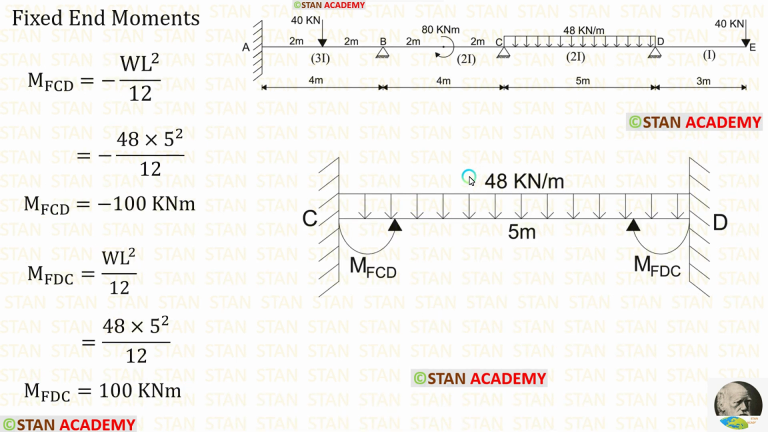Now let us make the fixed end moments in the span CD. In the span CD, there is UDL 48 kN per meter and it is acting for the full span. The formulas for the fixed end moments are minus WL square upon 12 and positive WL square upon 12. Using the formulas, we are getting M of CD and M of DC. We have calculated the fixed end moments in the spans AB, BC and CD. No need to make the fixed end moments in the overhanging span.